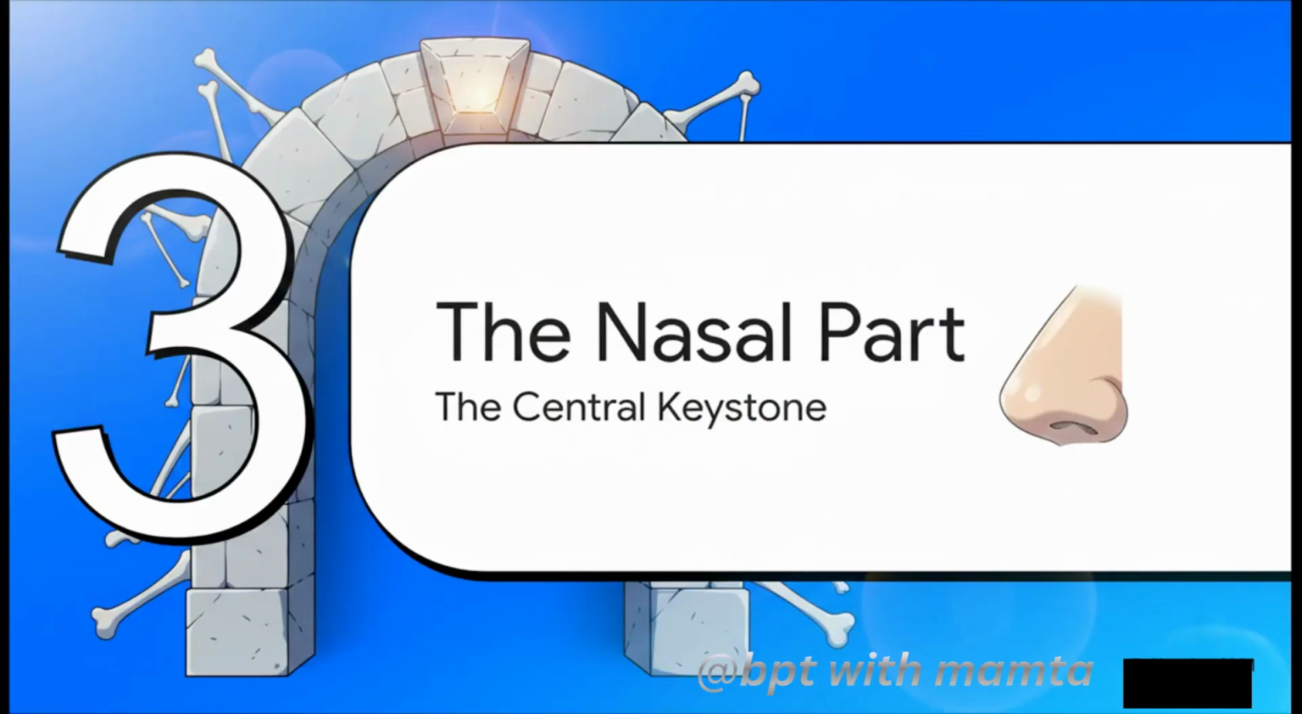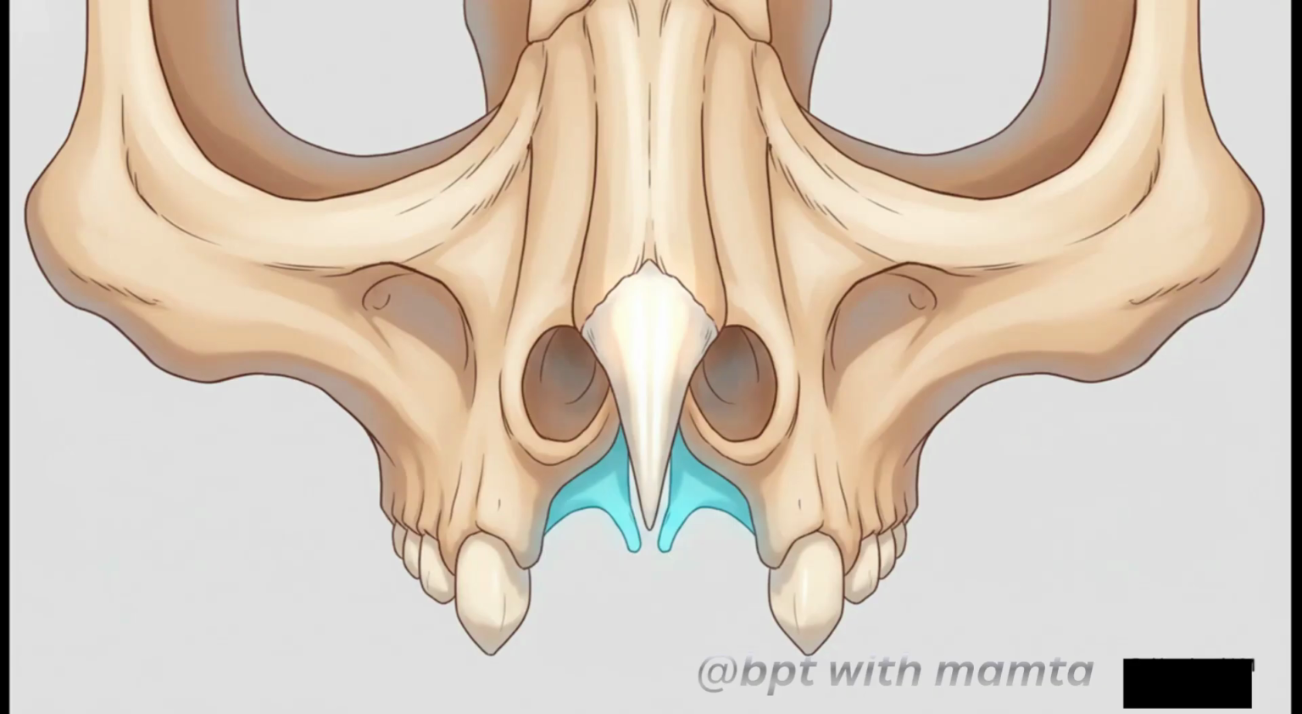Next up on our tour is the smallest, but you could argue it's the most central piece of the puzzle, the nasal part. I like to think of it as the keystone in a stone arch. It locks everything together right at the bridge of your nose. So this little section actually forms the border around that ethmoidal notch we saw before. And its most obvious feature is the nasal spine, this sharp little projection that points straight down and helps build the upper part of your nasal cavity.